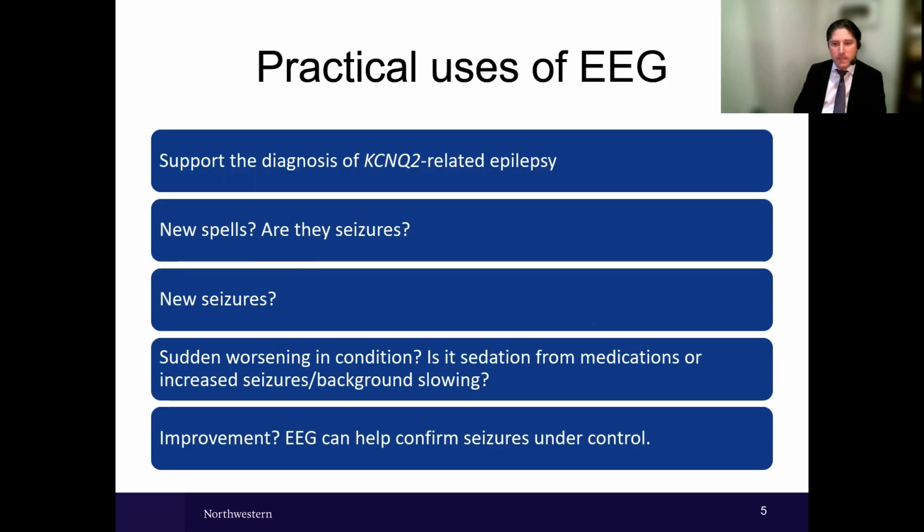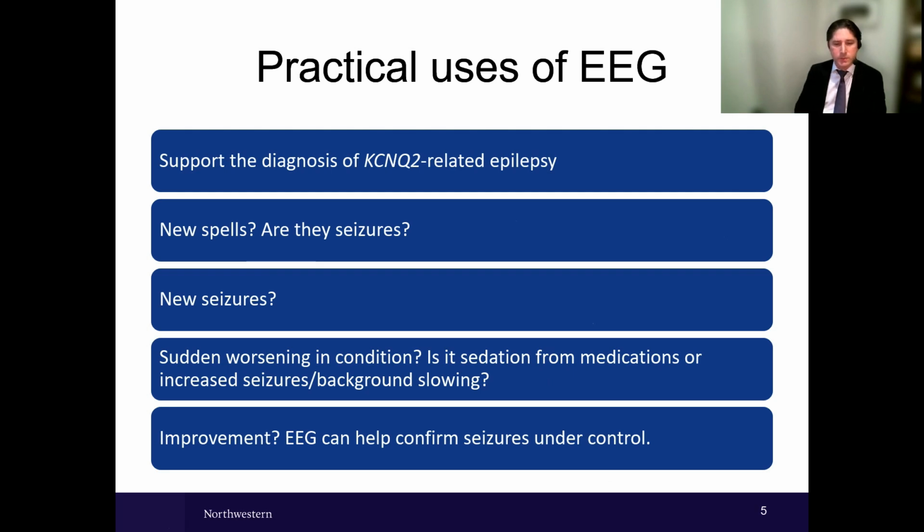So how can an EEG be helpful for a patient with KCNQ2? It can support the diagnosis. There are some patterns that we see with KCNQ2 and some that we don't, or it can help us differentiate the different types of KCNQ2. We know the child had seizures as a baby, but then they're 6 months old and they're doing something else. Are those seizures? We can figure that out using an EEG.